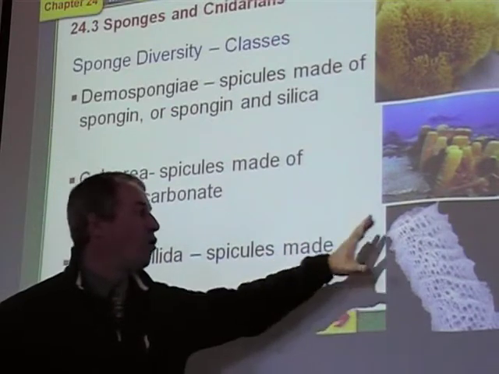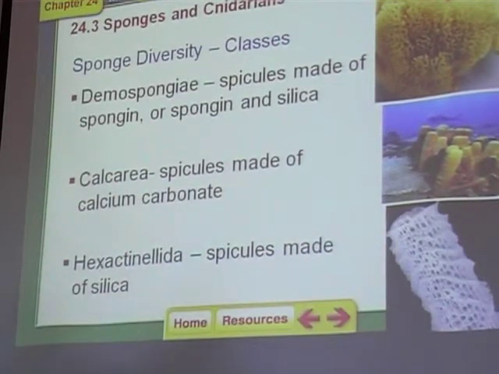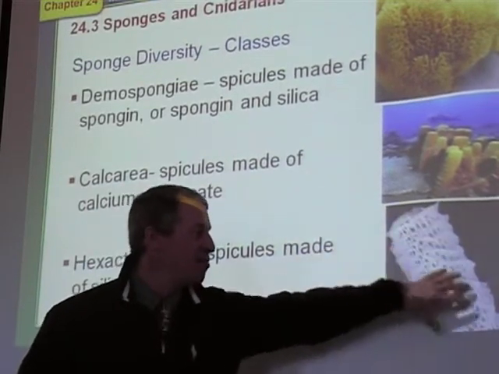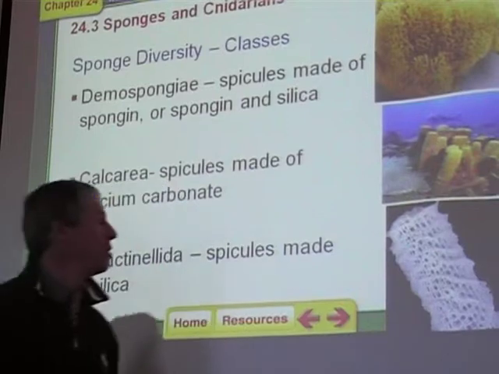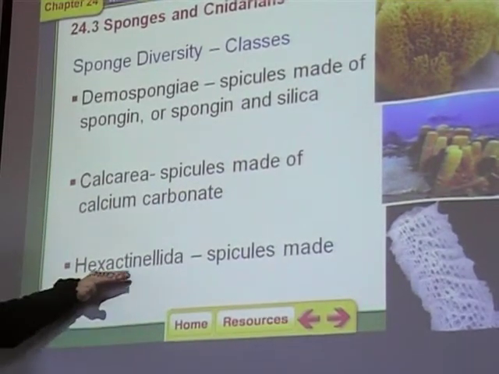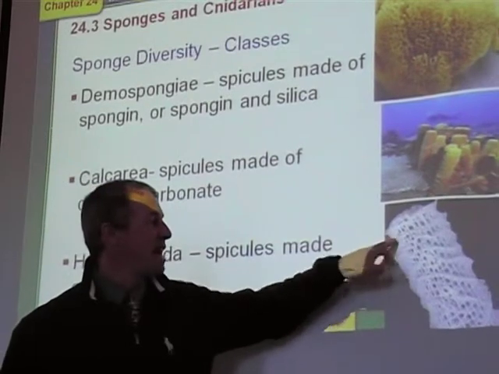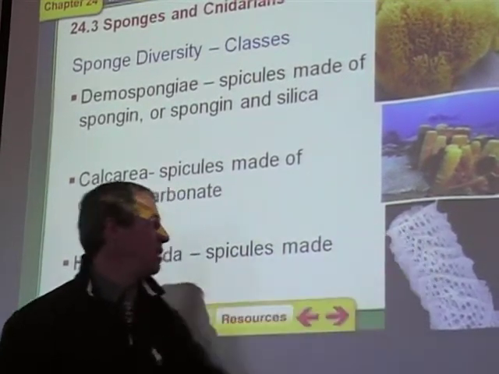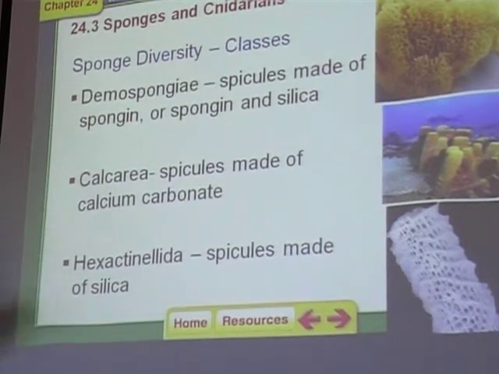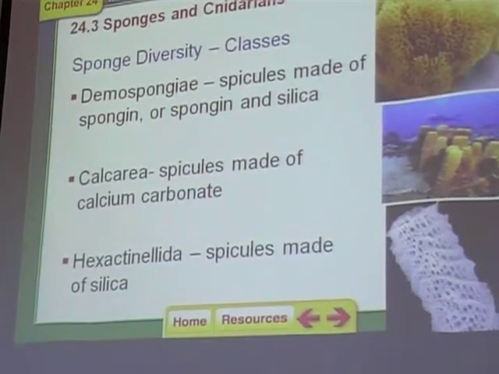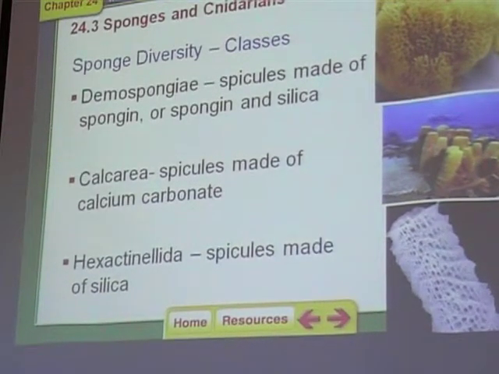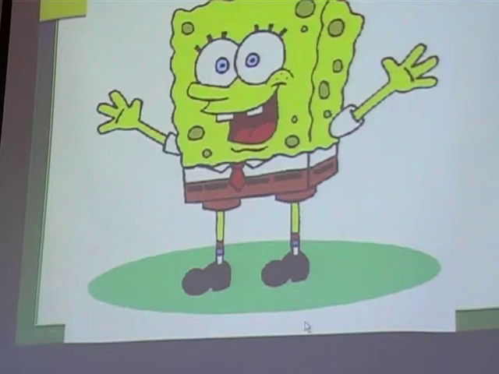So the organisms, the cells, have a way of taking those molecules and making glass in a biological mechanism. It's different from heating it, but it can still make glass. So they have these beautiful glass skeletons. And so those are the Hexactinellida. It's because they have these hexagonal shapes in their glass skeletons. That's where the hex comes from. A hexagon has 6 sides. So the spicules are made of silica. So those are the 3 classes of sponges. And that's it for sponges.